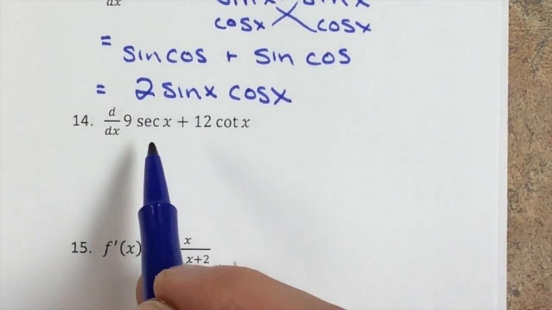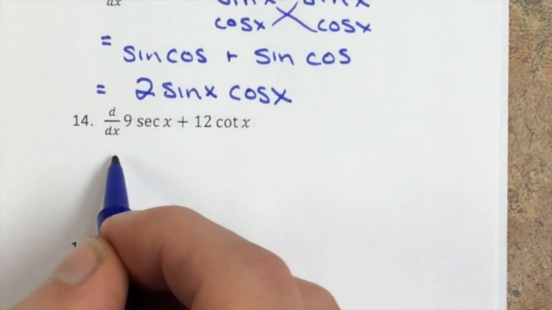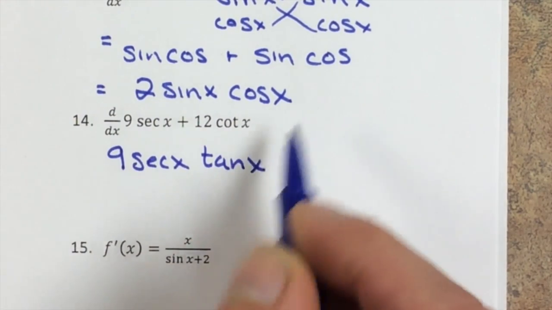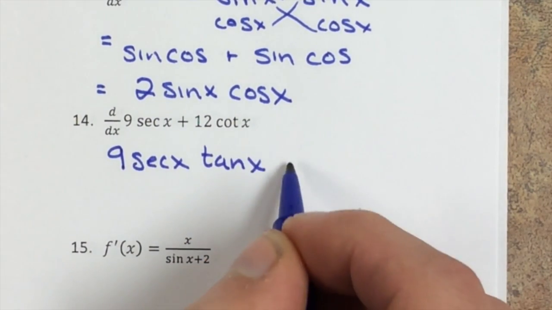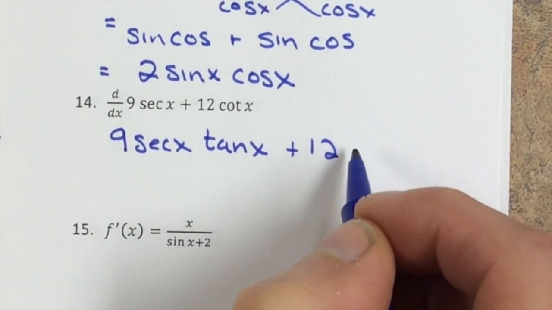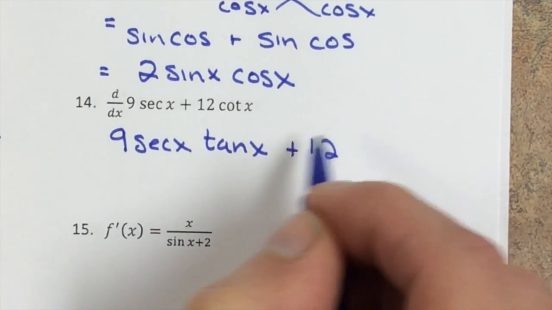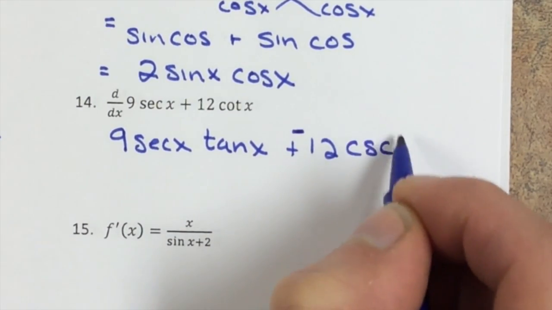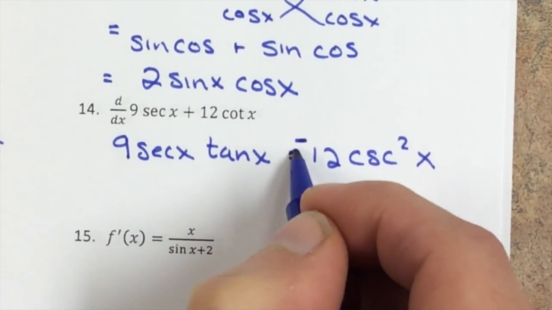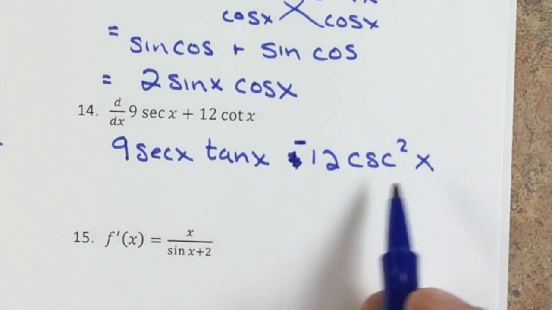14. We just do these by parts. What's the derivative of 9 secant x? 9 secant tangent. What's the derivative of 12 cotangent? 12 times negative cosecant, the derivative of cotangent is negative cosecant squared. So that will be negative cosecant squared x. Done. If you don't want to write this plus sign, we can just write 9 secant x tan x minus 12 cosecant squared x.